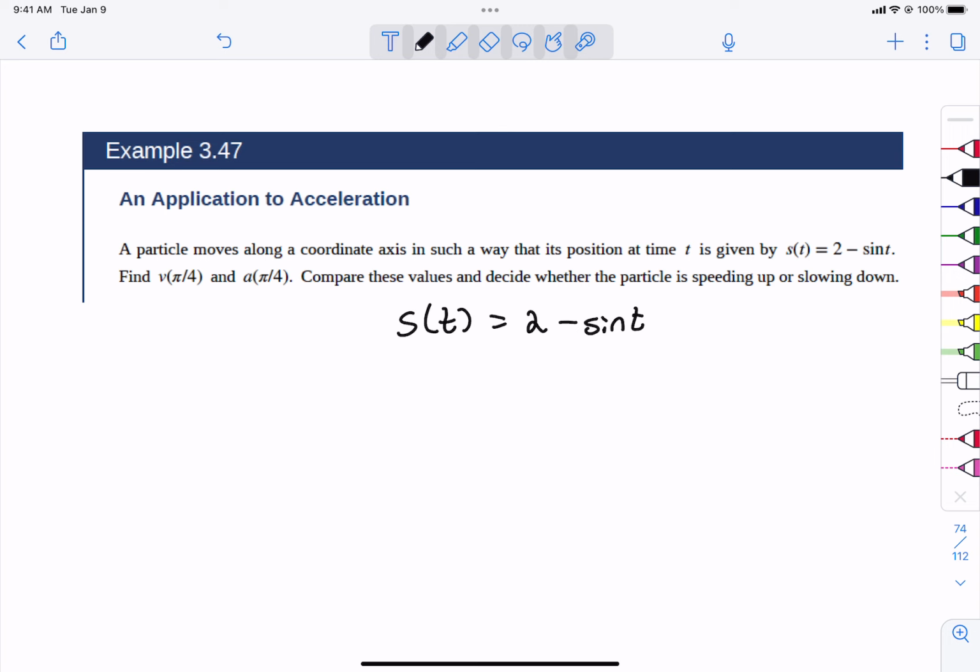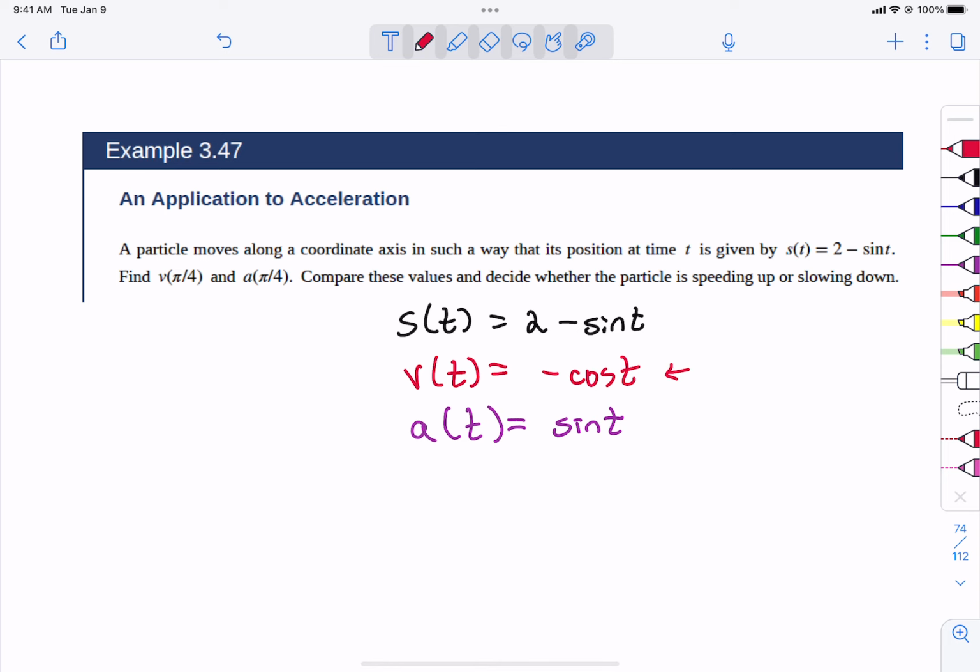Okay, so let's do our derivatives. The first derivative is a negative cosine. That's our velocity. The second derivative is our acceleration, so we just have to find those. Let's plug in pi over 4 for each. So the velocity at pi over 4 is the negative cosine of pi over 4. We know cosine of pi over 4 is square root of 2 over 2, so that's negative square root of 2 over 2.